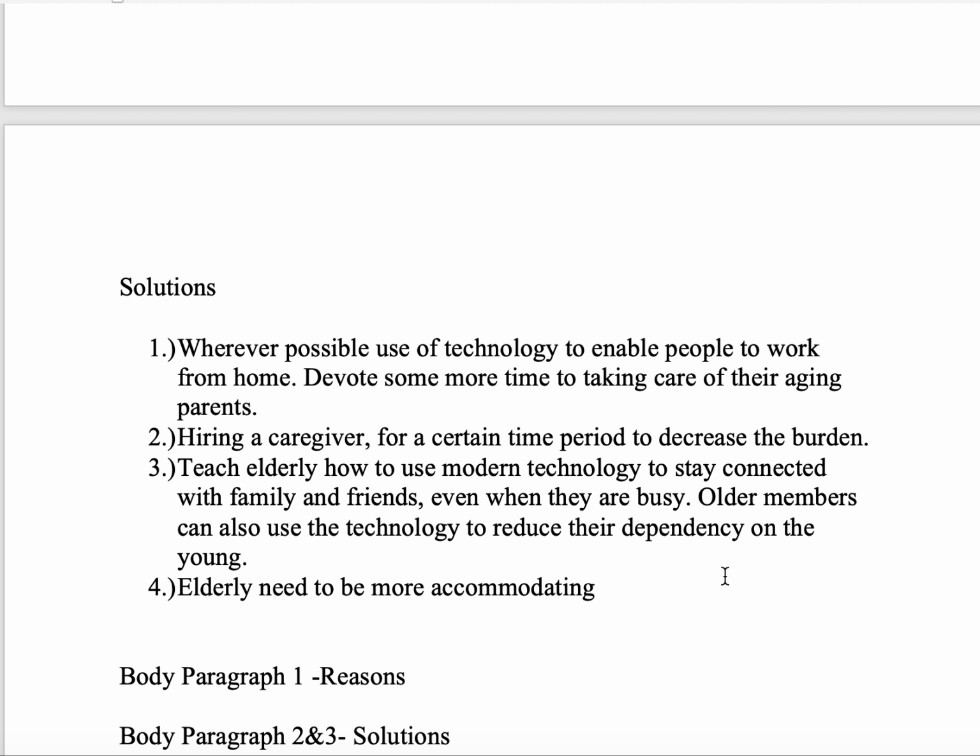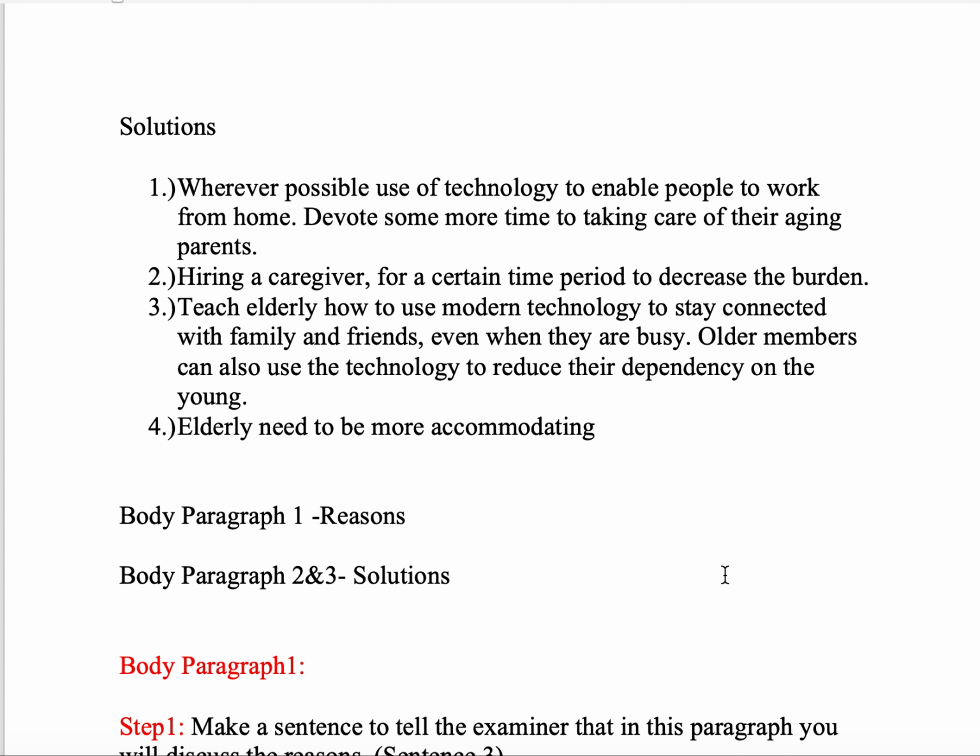Solutions: wherever possible use of technology to enable people to work from home. So this is one solution. Most of the jobs like IT jobs and all can be done from home. So wherever possible, people should opt for this telecommuting. In this way they'll be able to give more time to their elderly parents at home.